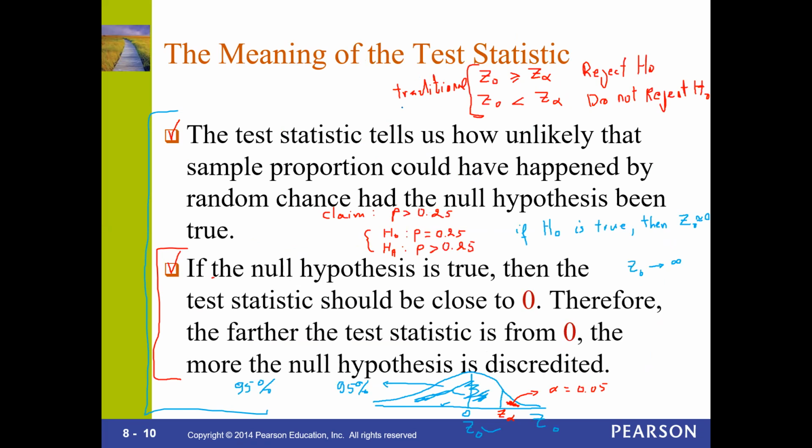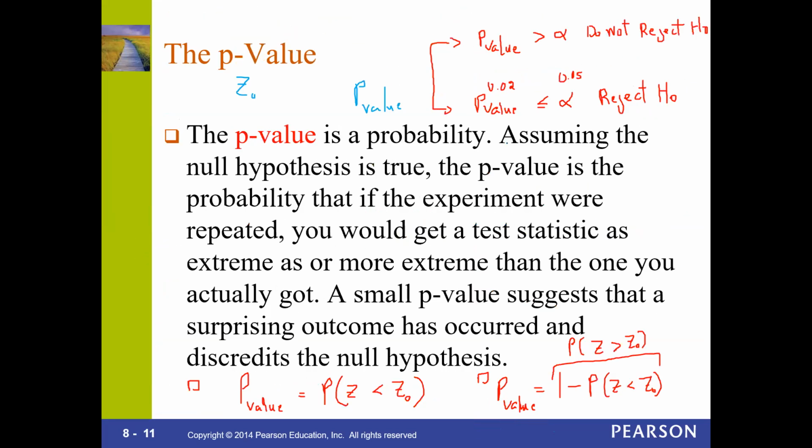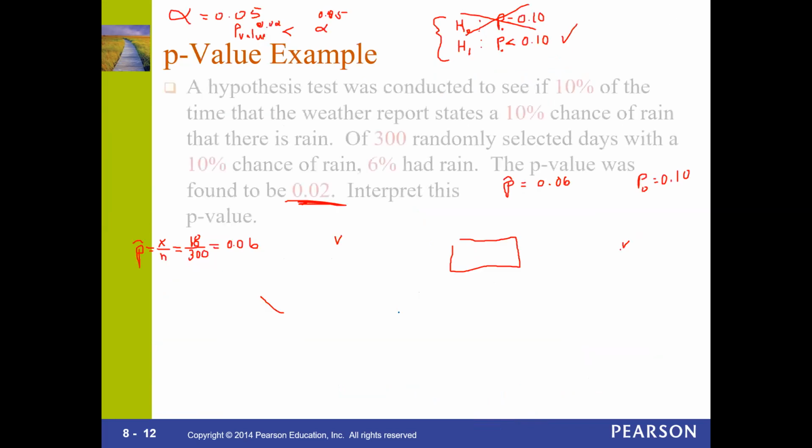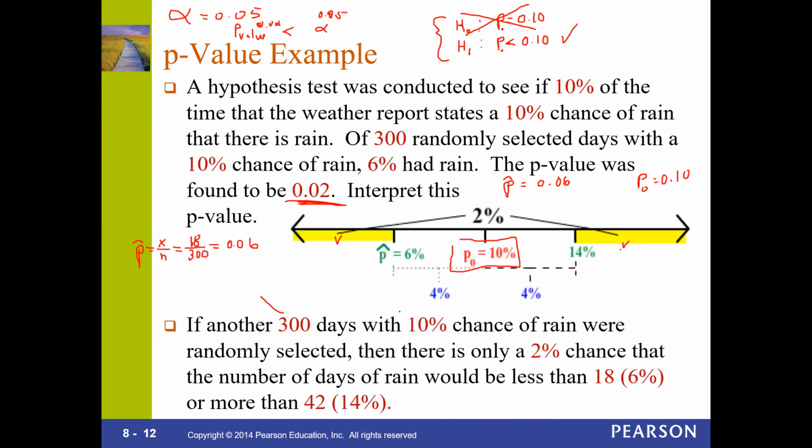I did say there were two ways to make decisions to reject the null. The traditional way: if your z naught is greater than z alpha, then you're going to reject H naught. If not, you say do not reject H naught. But I also explained something called the p-value method, in which if your p-value is greater than alpha, you say do not reject H naught. But if it's less than alpha, you say reject H naught. That's called the p-value method. Another example also for you of how to find the p-value. So that's a quick definition of the p-value and how to interpret it.